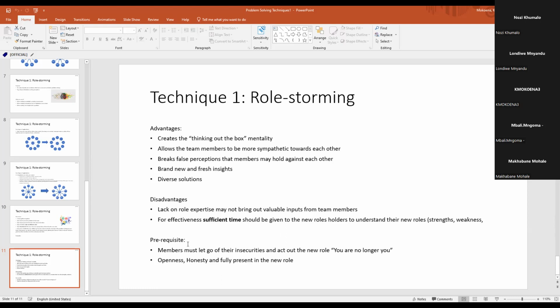Then the prerequisite is that the members must let go of their insecurities and act out the new role. So they say you are no longer you. You literally take off that hat and you become someone else. That's when you can actually bring out the new insights in the new role. And then we should be open, honest, and fully present in the new role. Yeah, that's role storming. Thanks, guys.